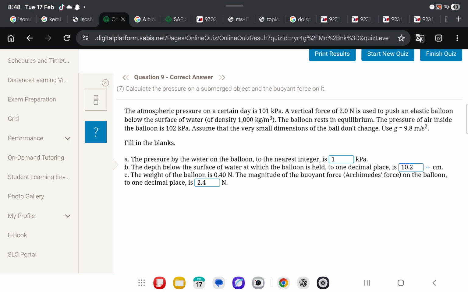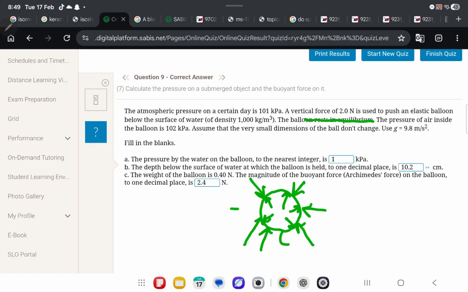Now, the pressure by the water on the balloon is what? They told me the balloon rests in equilibrium, so it's standing still. What does that mean? Inside the balloon, I have my gas molecules exerting a pressure on the walls of the balloon. This is just the definition of the pressure of a gas. Now, outside, I have the pressure exerted by the water, and the pressure exerted by the atmosphere. This is very basic. Essentially, they told me it's in equilibrium, so I can imply this.